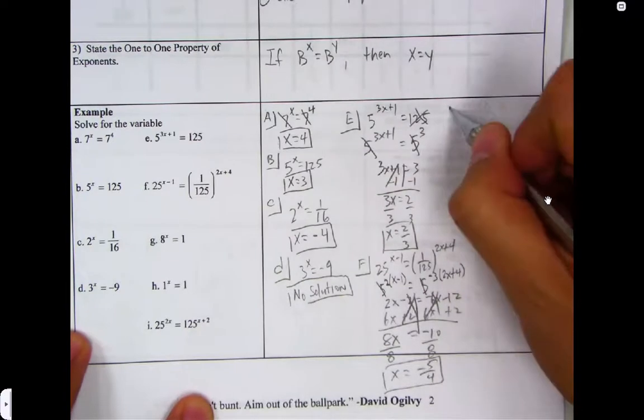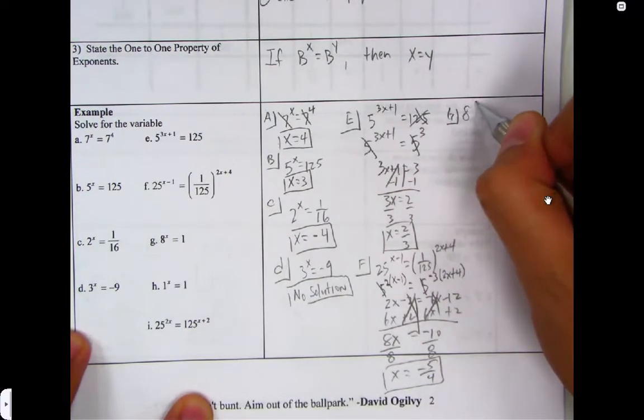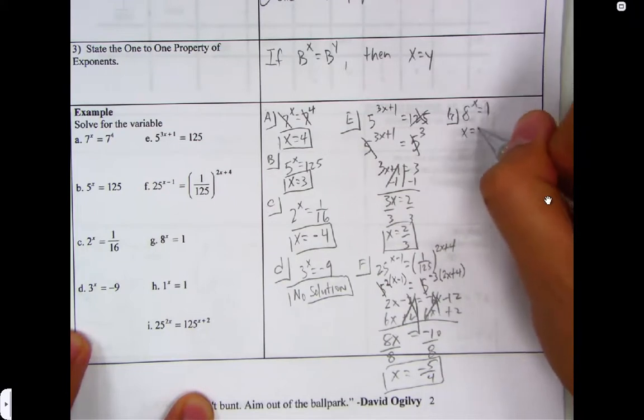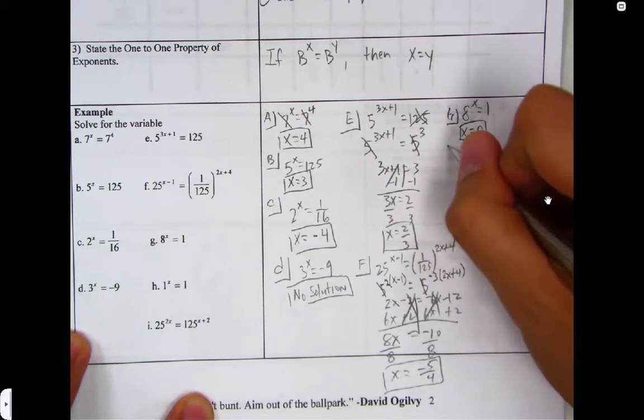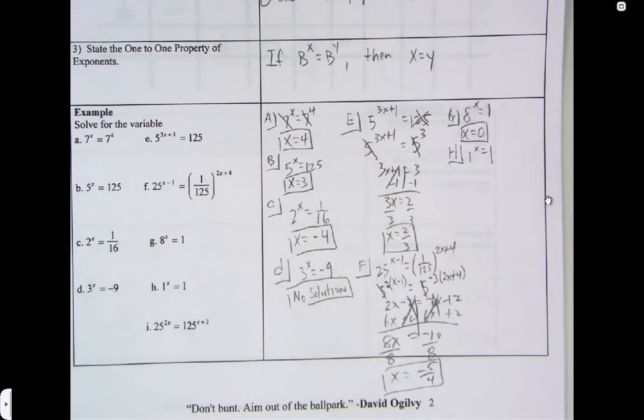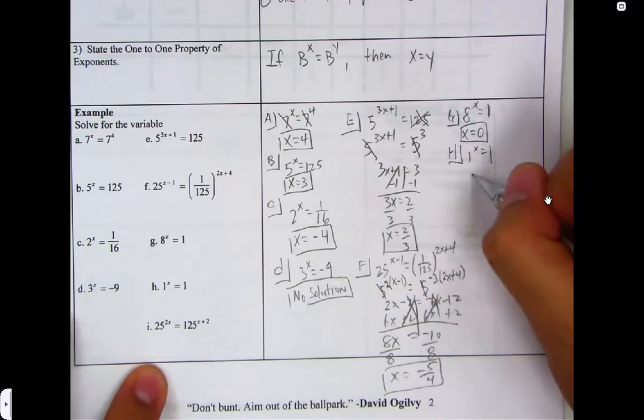G, 8 to the what power will give you 1? 8 to the 0 will give you 1, so x equals 0. H, 1 to the what will give you 1. 1 to the any number will give you 1, so we'll say all real numbers.